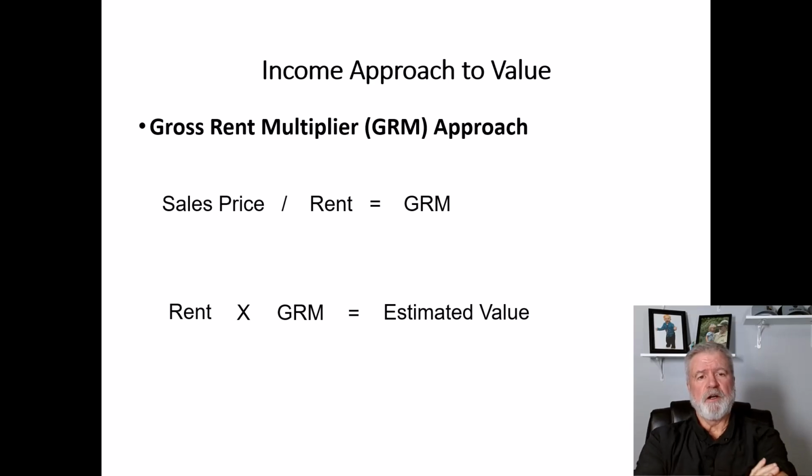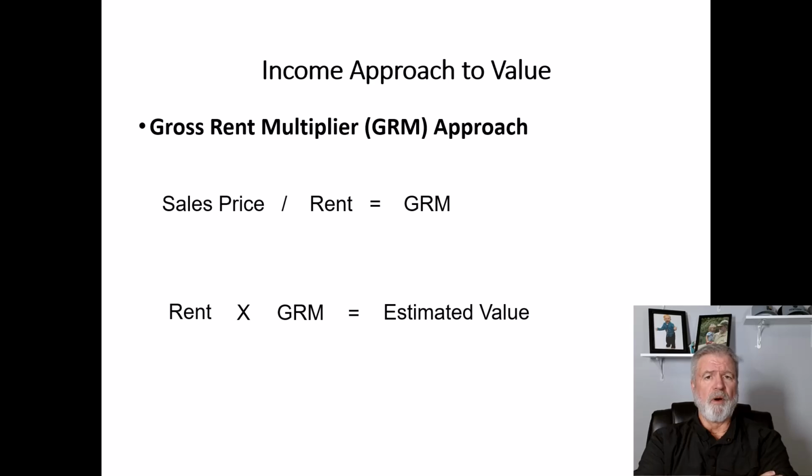So now we take a look at the second approach, or second method, when using the income approach. And that's the gross rent multiplier, or GRM, GRIM we call it sometimes. And I will tell you, this one is much easier. In fact, this is really simple. So hopefully you'll be glad to hear that.